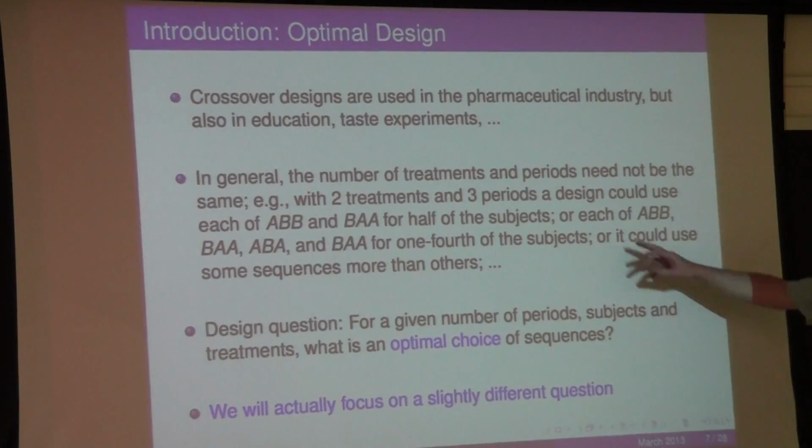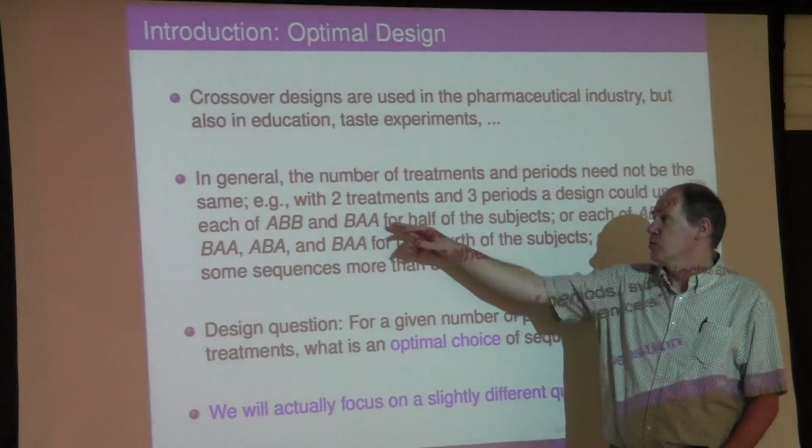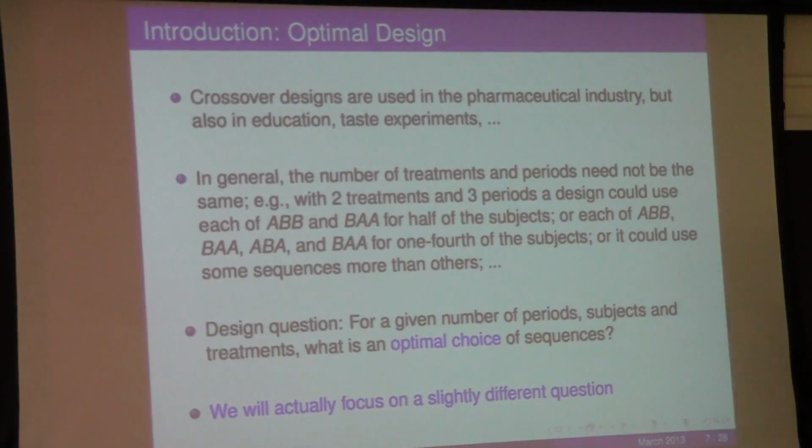Now, in general, the number of treatments and periods does not have to be the same. In my 2 examples, they were the same. In the first example, we had 3 treatments, 3 diets, and 3 periods. In the second example, we have 2 treatments and 2 periods. That does in general not have to be the case. So you could have crossover designs where you have 2 treatments, where you have 3 periods, or more than 3 periods. So we talk about that as well.